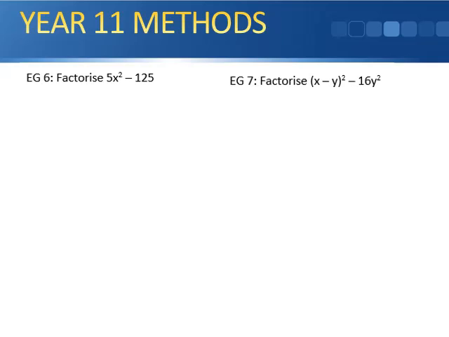Example 6, the same thing. Factorising. Now, the first thing I would always aim for is take out that factor of 5, and I'll be left with x squared minus, now 125. Take the 5 out of 125, that becomes 25. And again, 25 is just 5 squared, so I'll just change this: x squared minus 5 squared.